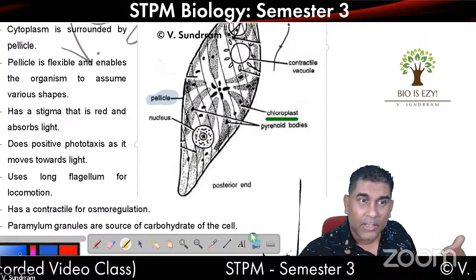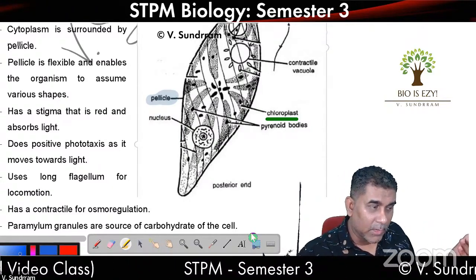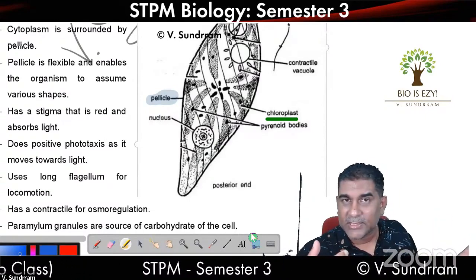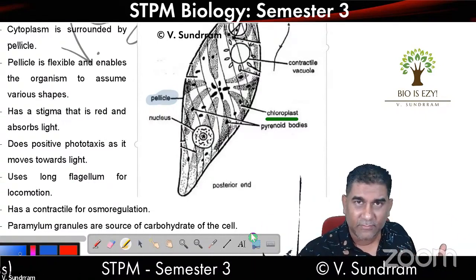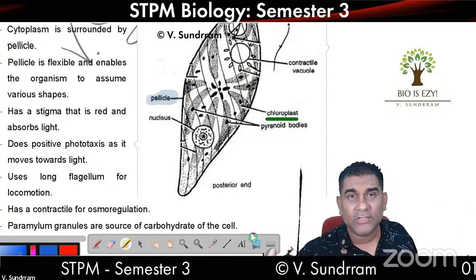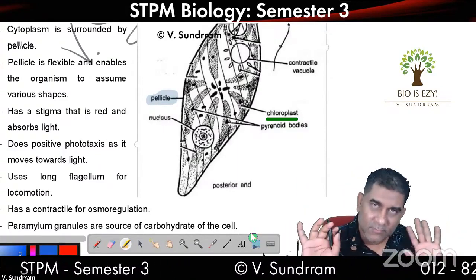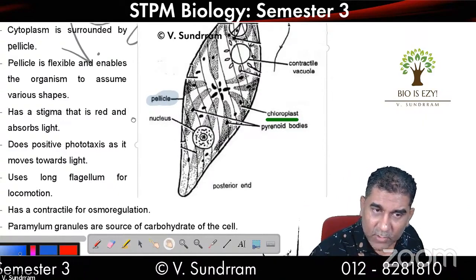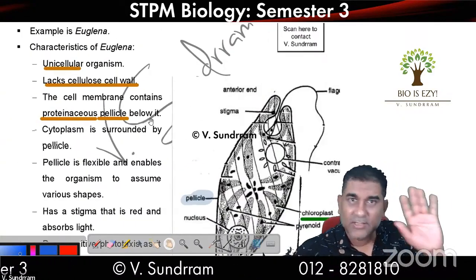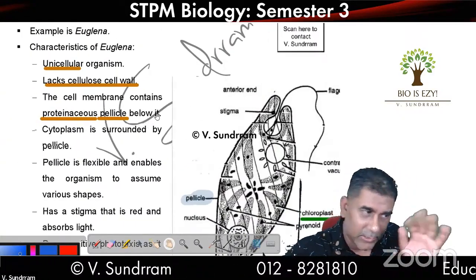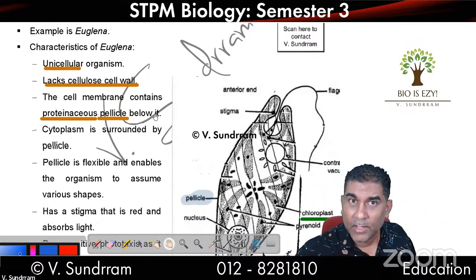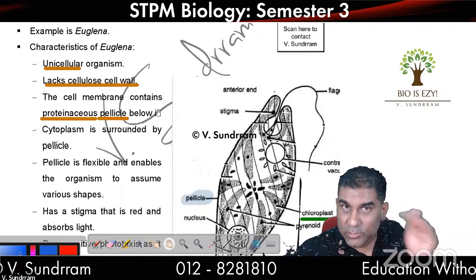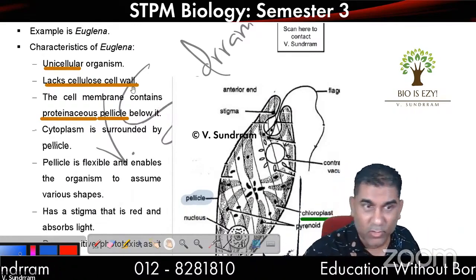Again, how the pellicle gives enough shape, how they do that, no need to explain. List down the characteristics is more than enough. So some of the more important characteristics: they are animal, they don't have a cell wall. By right they shouldn't have chloroplast, but they have chloroplast.